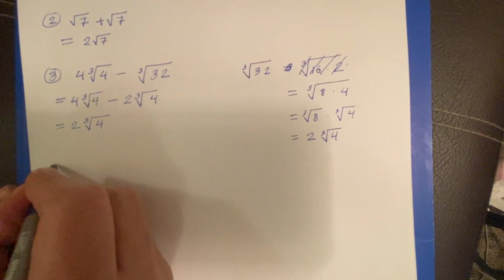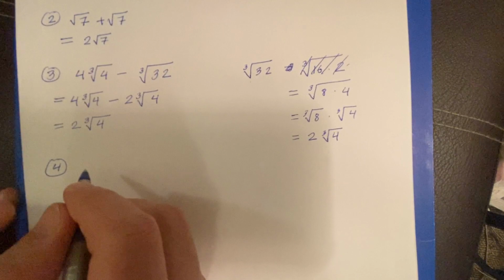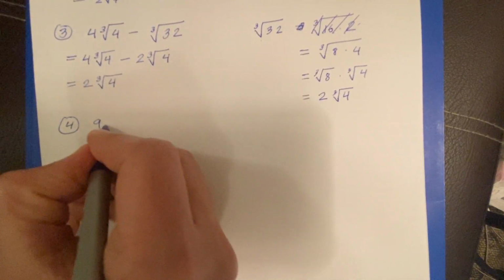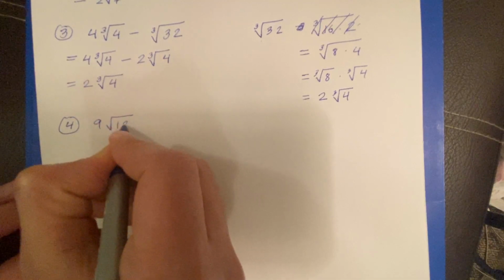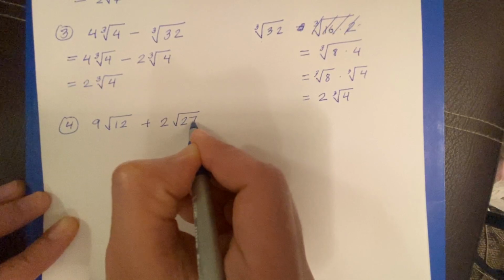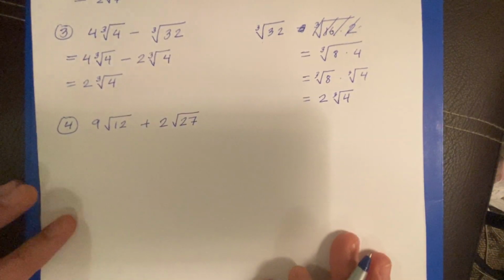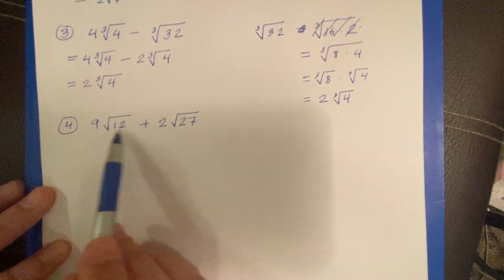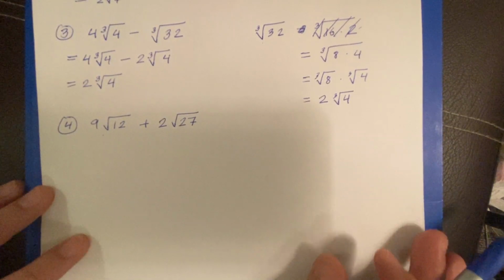Let's say the problem is 9 times square root of 12 plus 2 times square root of 27. All right, so again, here we don't have like terms, but we can try to make like terms. So let's see what we can do.